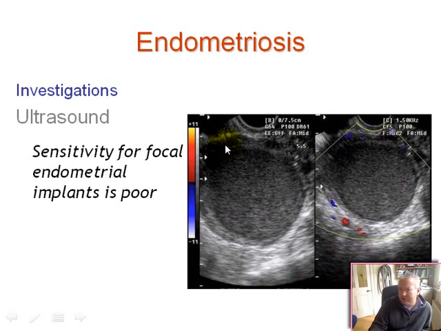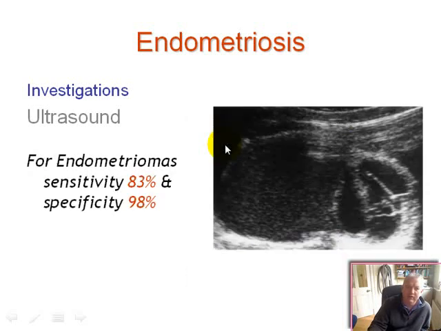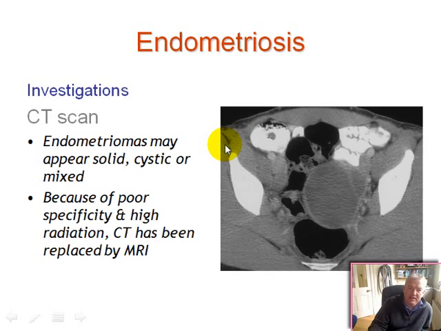Ultrasound definitely will show up endometriomas if present, and the material within those endometriomas has a certain amount of echo texture to it and can be seen. Other lesions of endometriosis generally are not seen with ultrasound. As I said, because of the appearances of the endometriomas, there's a sensitivity of about 83% and specificity of almost 98% when looking at these lesions.